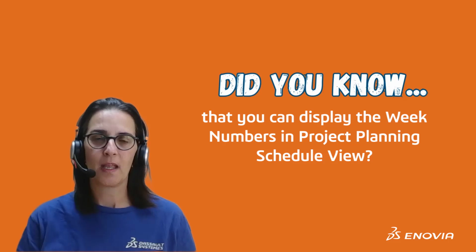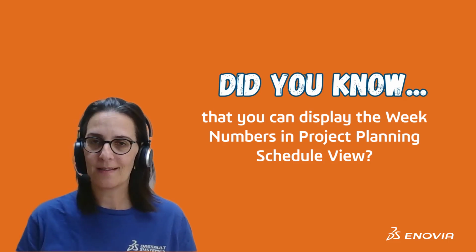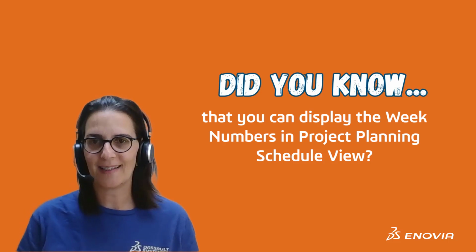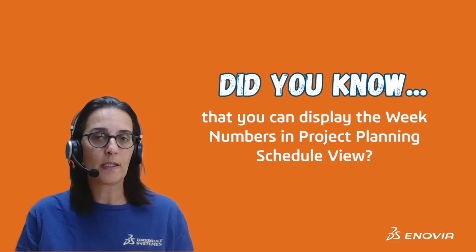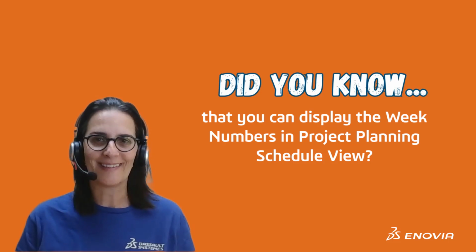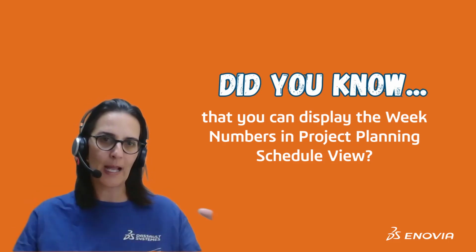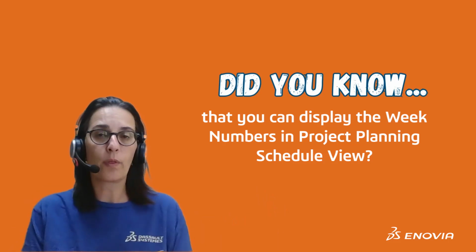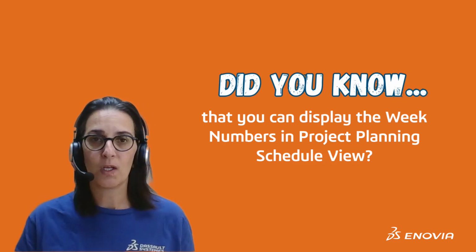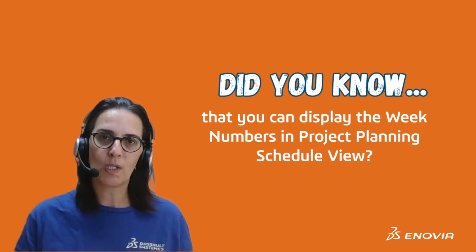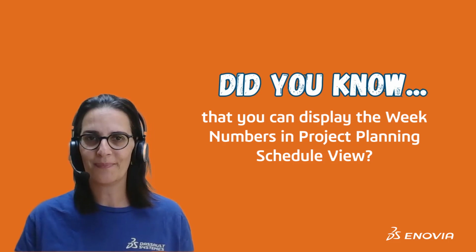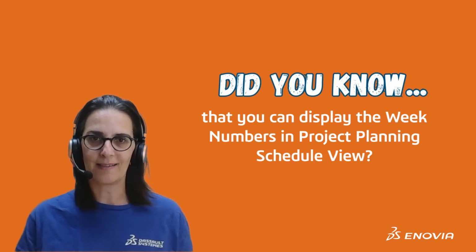Hi everyone. Many of you, mainly in business life, use week numbers instead of specifying the exact dates. Saying week number 14 instead of April 1st is often more convenient, especially in projects spanning multiple months or with international teams where date format may vary. So did you know that in project planning application you can display the week numbers in the schedule view? Let me show you how to do that.